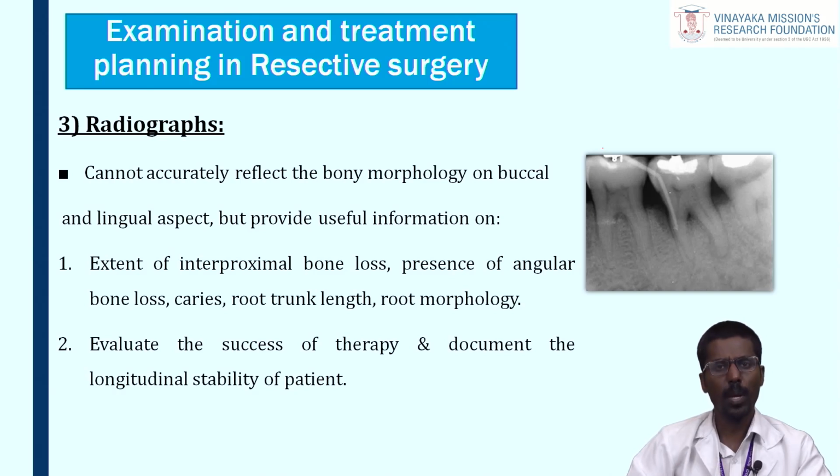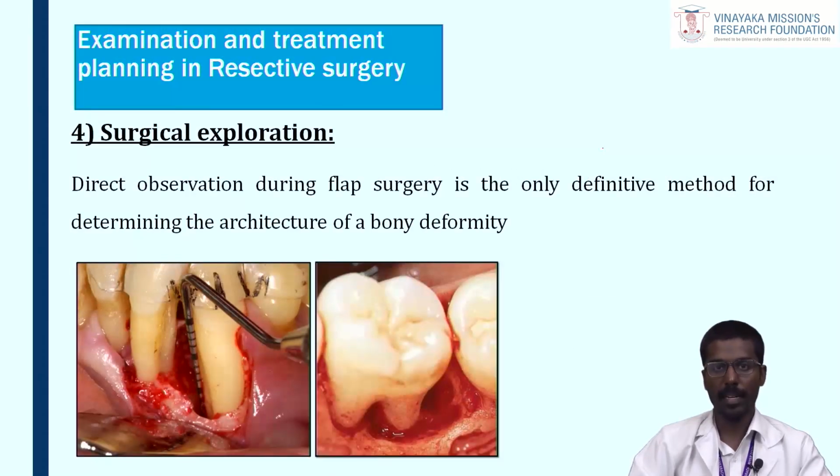This is only a 2D method where we cannot usually visualize the buccal or the lingual bone, but we can see the defect in the interdental areas or in the furcation areas to the minimum. This is the confirmatory thing to see whether there is a bone loss or not. This is the direct observation during the flap surgery, and it is the only definitive method for determining the architecture of the bony deformity, because the radiograph is going to be a 2D method.